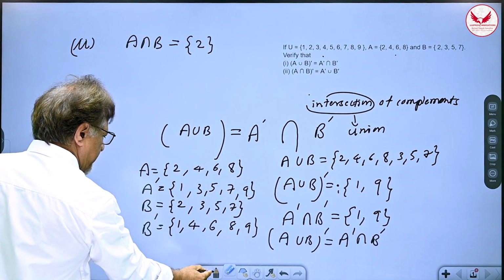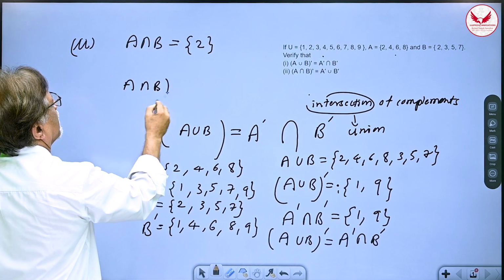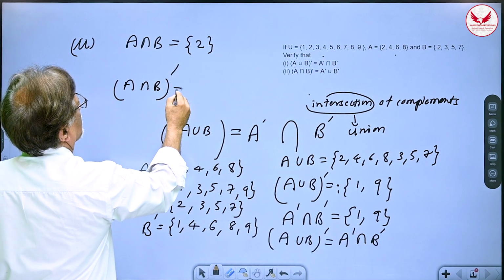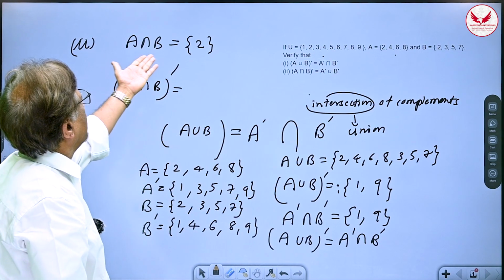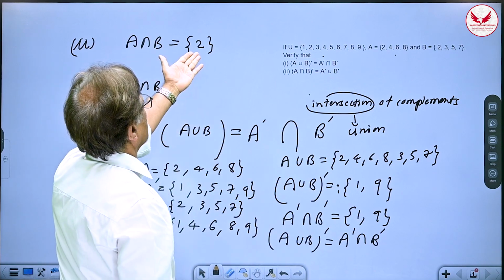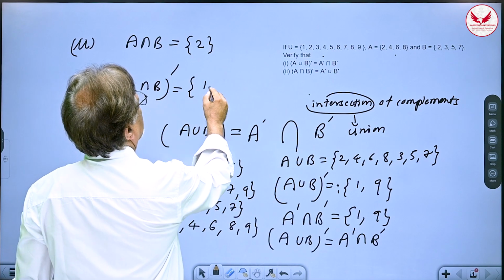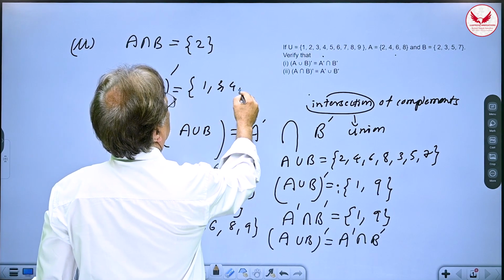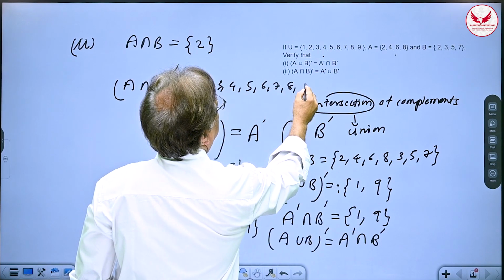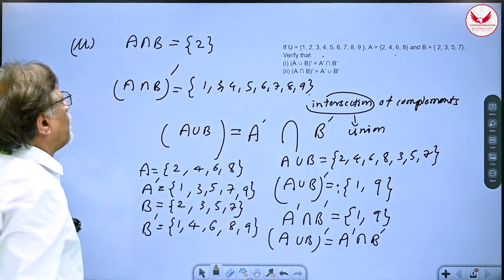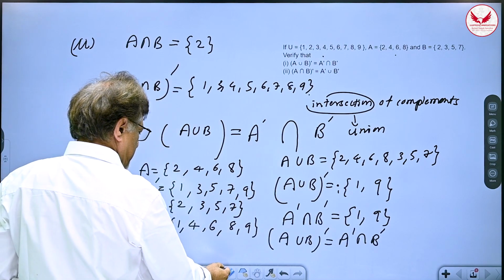Now, what is A intersection B complement? That means all the elements in the universal set which are not in A intersection B. And A intersection B contains only 2. So except 2, all the elements I will have to write here. So 1, 3, 4, 5, 6, 7, 8 and 9. Except 2, all the elements are there in the A intersection B complement.